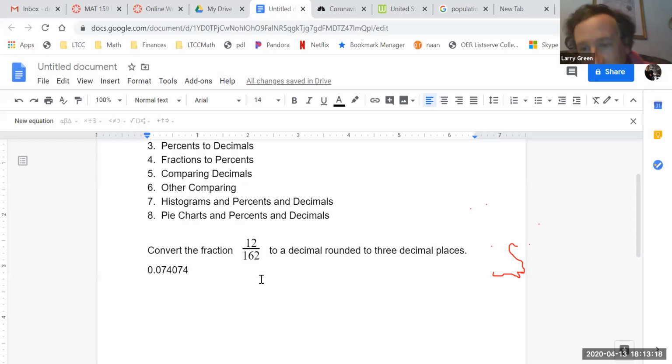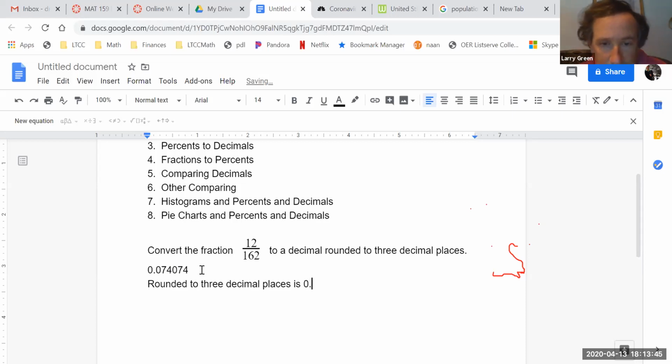No, because we didn't read the instructions. We need to round to 3 decimal places. So the 3rd decimal place is right here, this 4. And then the check digit is the one to the right of that, which happens to be a 0. So that means that rounded to 3 decimal places is 0.074. And that's the answer.